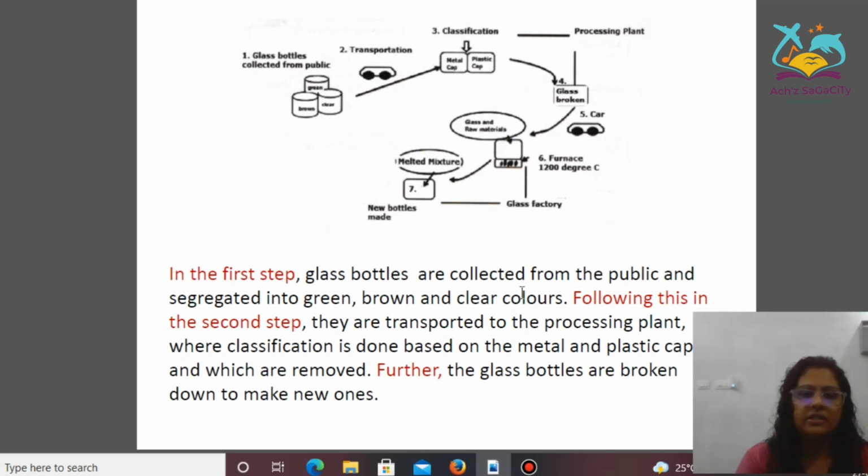Okay. Then in the first step, that's the first connector we used, glass bottles are collected from the public and segregated into green, brown and clear color. That's about the first step. Following this, in the second step, so that's the next connector we used, they are transported to the processing plant where classification is done based on the metal and plastic cap, which are removed. So that's about this stage. Then further, next connector, the glass bottles are broken down to make new ones. So till there, we can just write that into the first body paragraph.